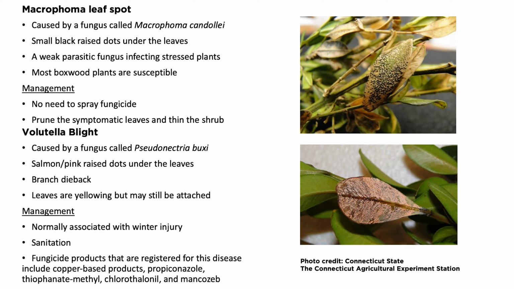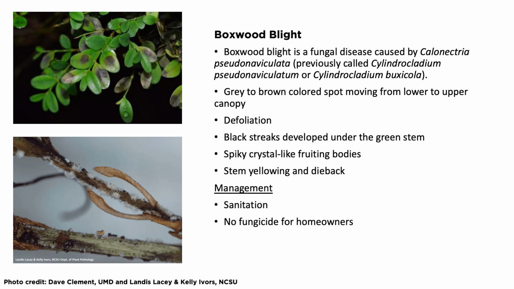And I know every time I receive a boxwood sample, people are worried about a notorious disease. Everybody is afraid of a disease called boxwood blight. Here is boxwood blight. You can tell there's definitely some difference from the previous two diseases. Boxwood blight is a fungal disease caused by Calonectria pseudonaviculata. Excuse my Latin. It was previously called Cylindrocladium, and it can cause gray to brown spots, normally beginning in the lower canopy, then moving upward.